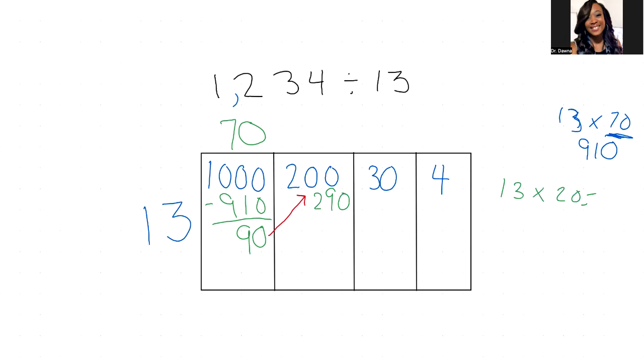equals 260. And I knew mental math to solve that because 13 times 2 is 26. 13 times 2 is 26. And then you just add the 0. That comes pretty close to 290. So I know that my answer up here is going to be 20. And then you multiply. 20 times 13 is 260. And when you subtract this, you're going to get 30.